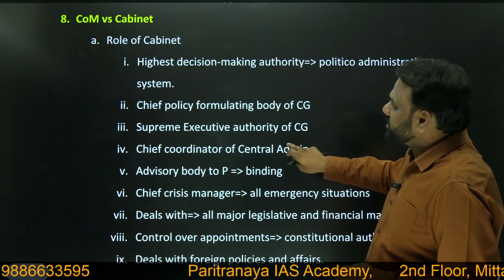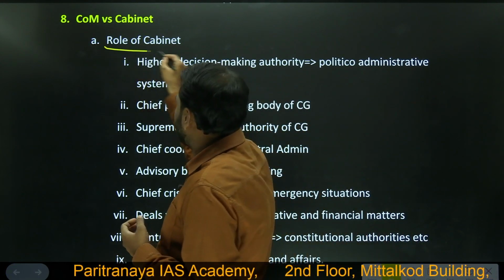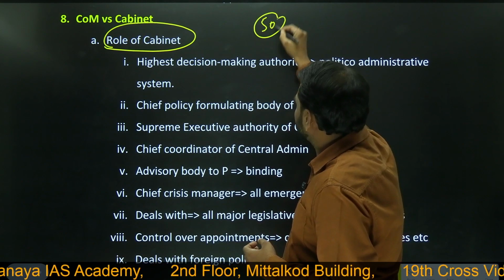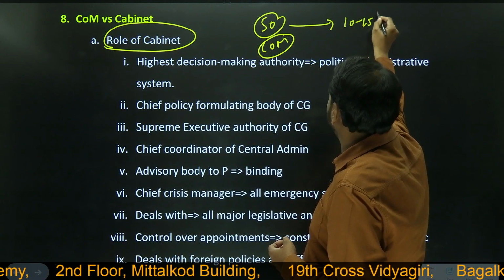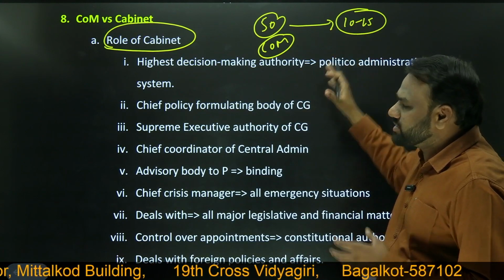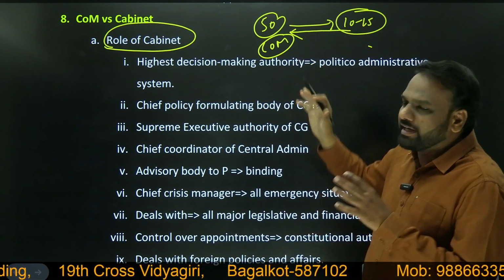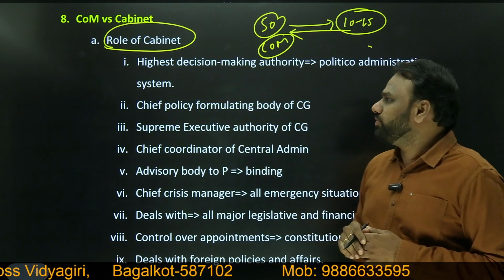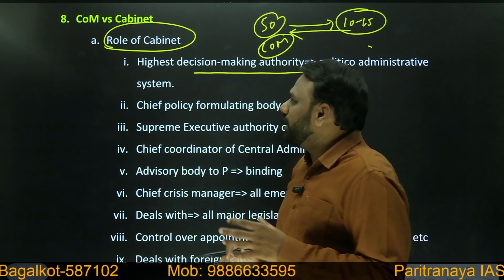Next, council of ministers versus cabinet. Here we need to understand that cabinet is a very powerful body. The council of ministers consists of somewhere around 50 members, and among them around 10 to 15 members are called cabinet ministers. They are very powerful. On behalf of the 50 ministers, these 10 or 15 ministers will take all the important decisions, and whatever important decisions they have taken have to be implemented by the entire council of ministers. This is how we ensure the collective responsibility which we discussed just now. So it is the highest decision making authority in our political system.